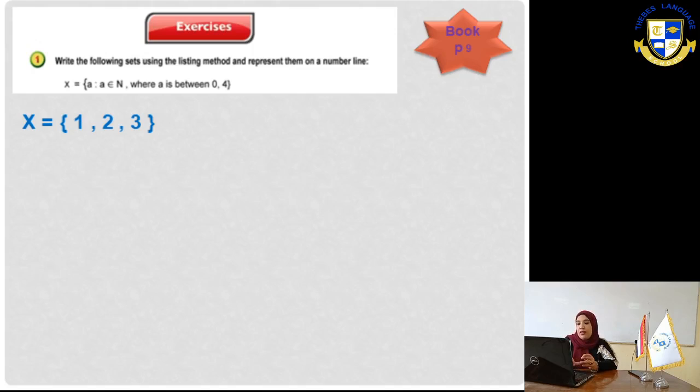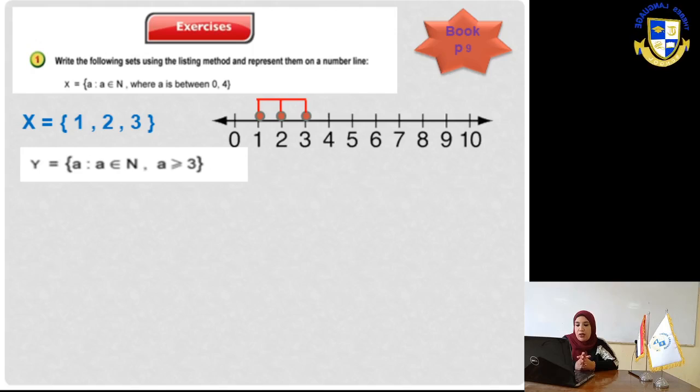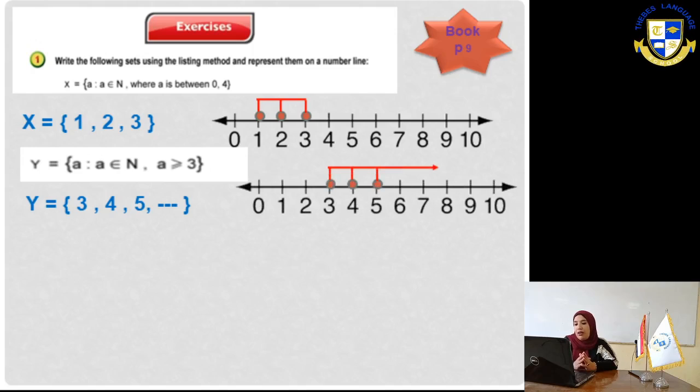Okay, you can represent each element by a dot on the number line. Number 2, Y is the set of A, where A belongs to N, and A is greater than or equal to 3. What are the elements which are greater than or equal to 3? It will be 3, 4, 5, and so on. You will put each element as a dot on the number line and make an arrow moving to the right to represent that it's an infinite set.